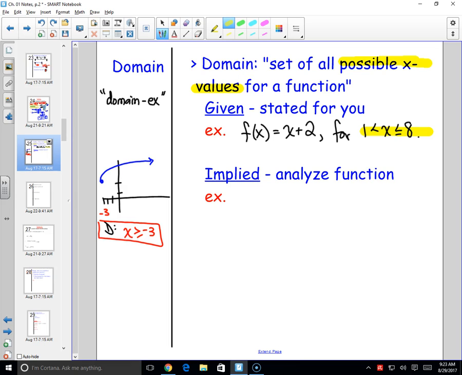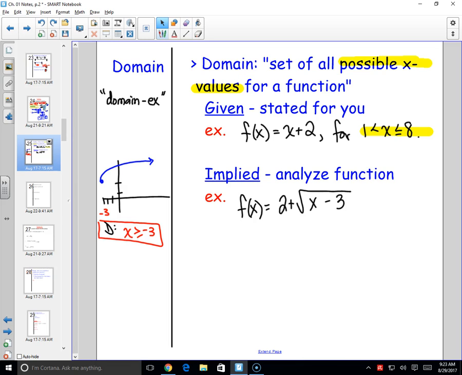But implied, another way of saying implied domain is also saying implicit. I think it's one of your vocab questions tonight. Implied domain or implicit domain is when you have to look at the function and figure it out yourself. Like, can I give you the equation for the graph that we just worked with? The equation for that graph would be 2 plus the square root of x plus 3. This is the equation that goes with that graph.